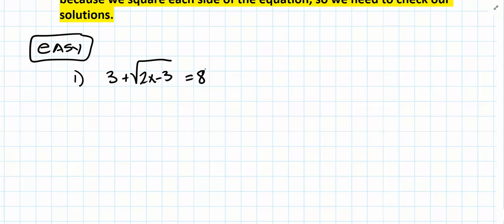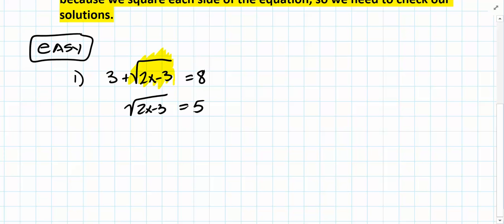Yeah, Nick, what do you think? Yeah, you got it. Let's get this part by itself, the part with the radical. So we're going to do what it says. We're going to have the square root of 2x minus 3 is going to be 8 minus 3, which is 5. Now, what do we do?